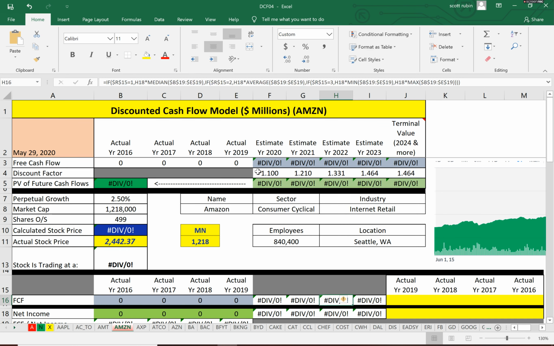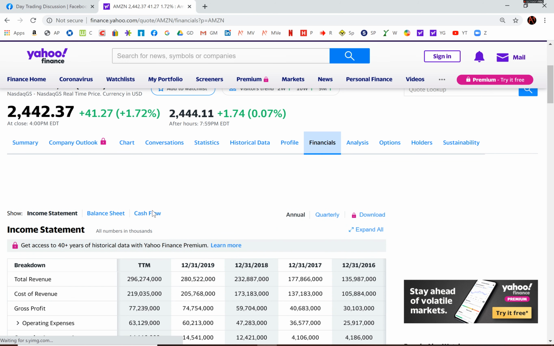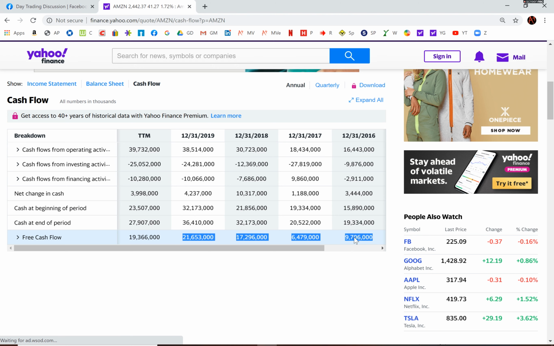Next, we need free cash flow. And this is the best way to calculate the stock price for a company, is to estimate future free cash flow and discount that number back to today's dollars.